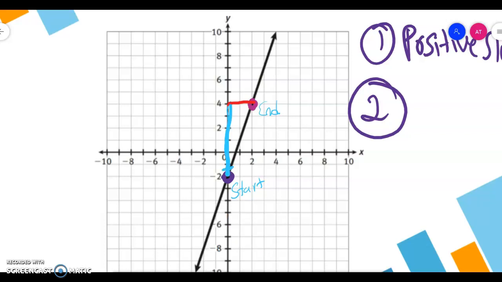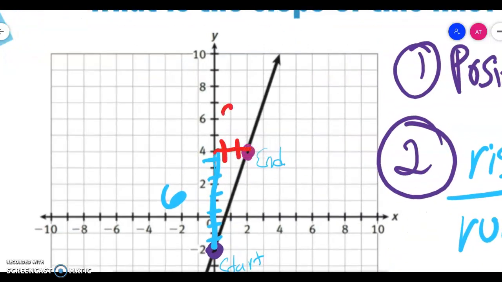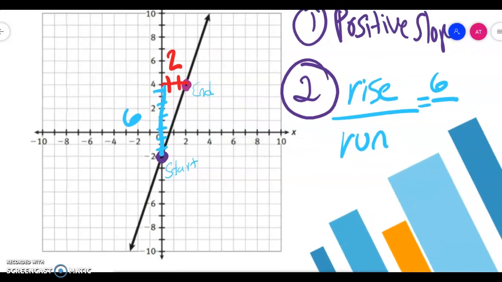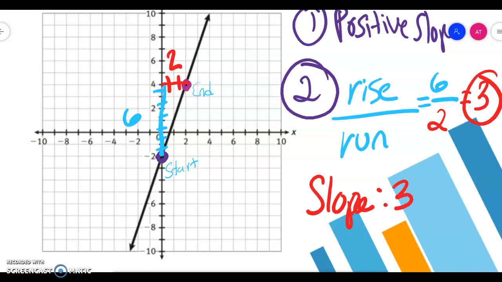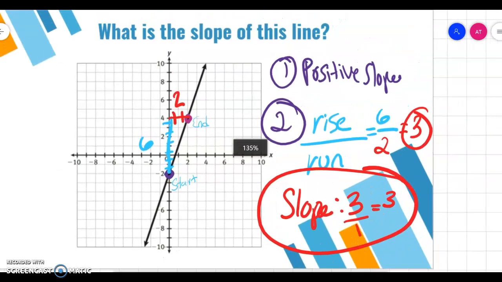Okay, so let's count. 1, 2, 3, 4, 5, 6. So my rise, because we're finding rise over run, my rise is 6 over, how far did I run? Let's see. 1, 2. I ran 2. So I have 6 over 2. Can I simplify it? Absolutely. 6 divided by 2 is 3. So my slope for this one is 3. Or you can write it as 3 over 1, whichever. And that's how you find it.